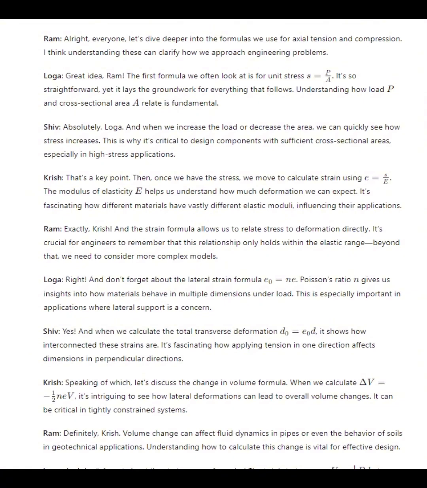Here today we will talk about discussion. All right, everyone, let's dive deeper into the formulas we use for axial tension and compression. I think understanding these can clarify how we approach engineering applications.